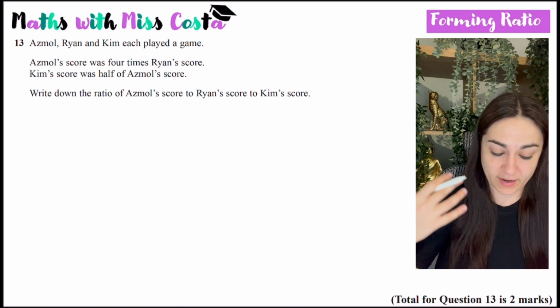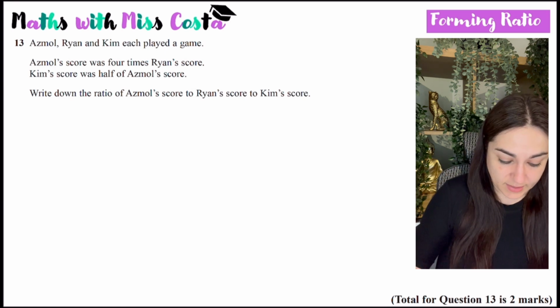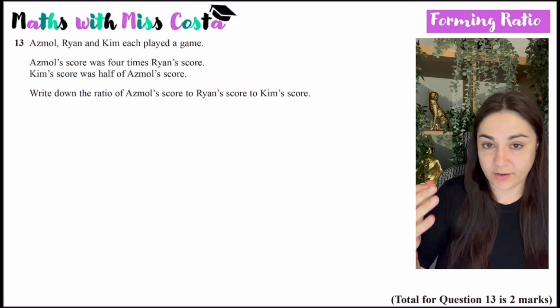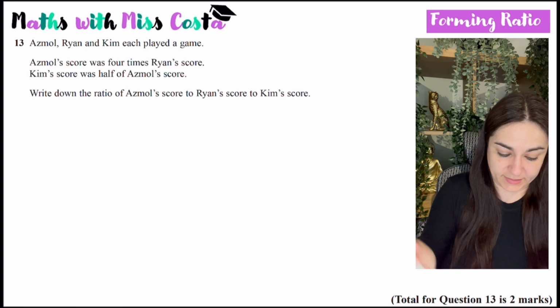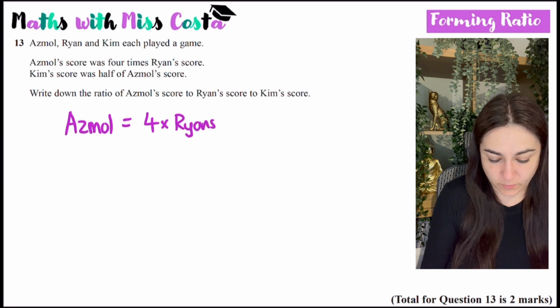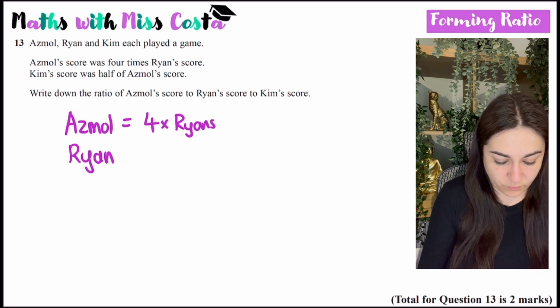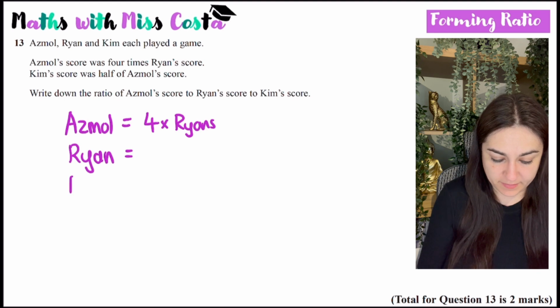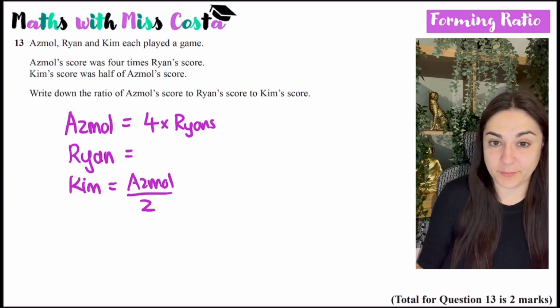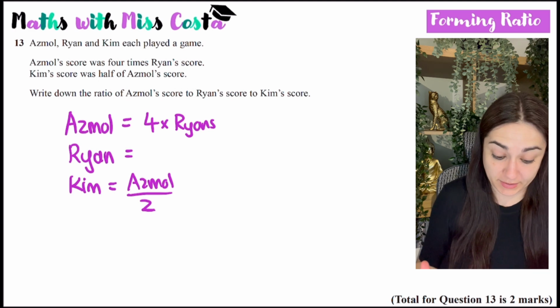So we use algebra whenever we don't know the value of something. And we start with a person who we have no information about. So I know that Asmal, his score is 4 times Ryan's score. Then Ryan, I'm not really told anything about him. And then I'm told that Kim's score is half of Asmal's score. So Asmal divided by 2. So this seems a little bit complicated. So it's a lot nicer when we just bring in some algebra.